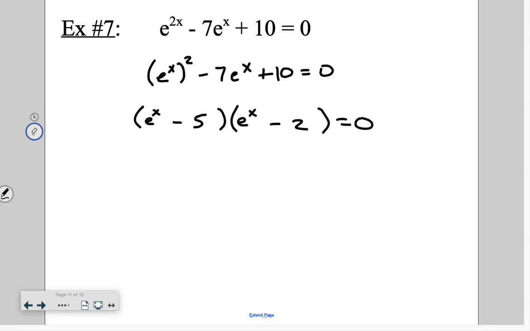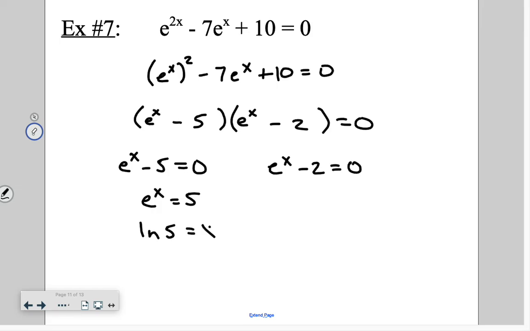And then from here, once it's factored, how do I solve? Zero product property. Set each one equal to 0. e to the x minus 5 equals 0. e to the x minus 2 equal to 0. And now solve each of these separately. In this case, add the 5 over. And now, solve it. Switch it to logarithmic form. If we do that, we end up with the natural log, because it's base e, of 5 equal to x.